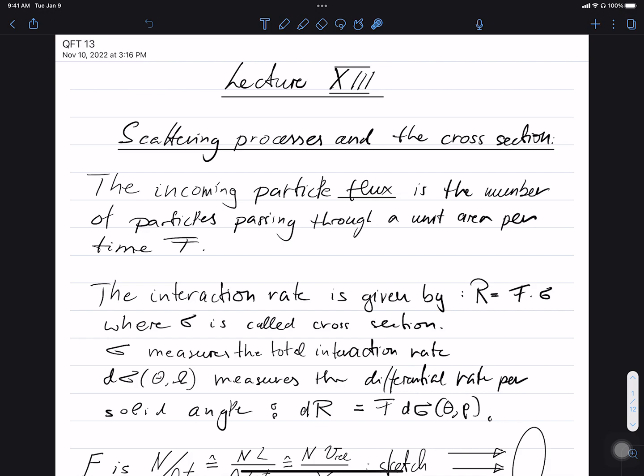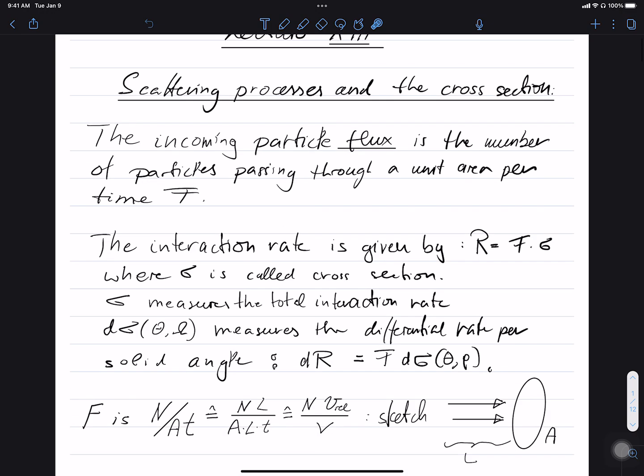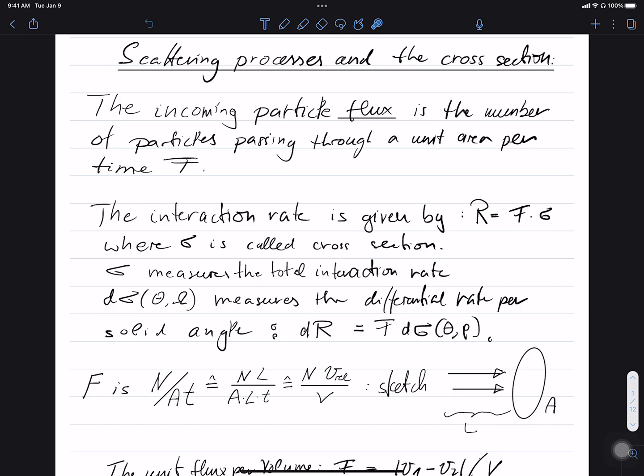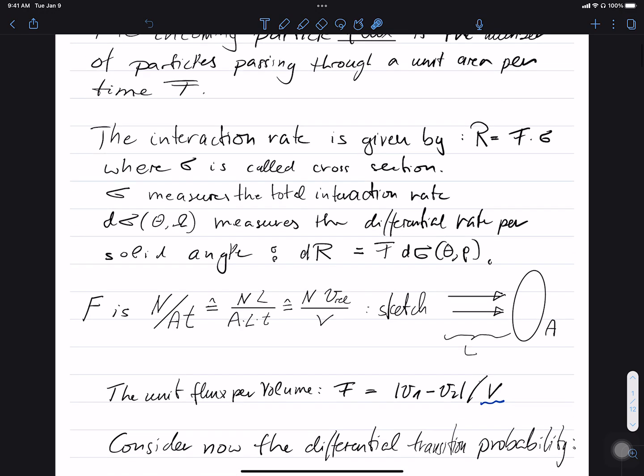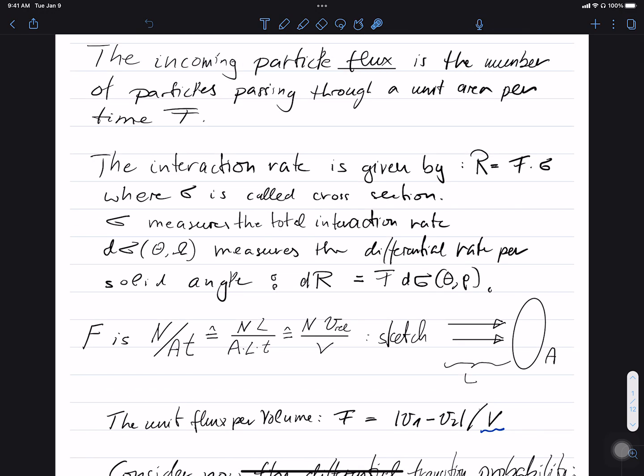So first of all, let's think about what scattering processes are and how to describe them. The basic ingredient we need is the flux of incoming particles. It's essentially the number of particles that pass through a unit area per unit time. We call it F. And the interaction rate is then given by this F, the flux, times an object that we denote as sigma and call the cross-section.